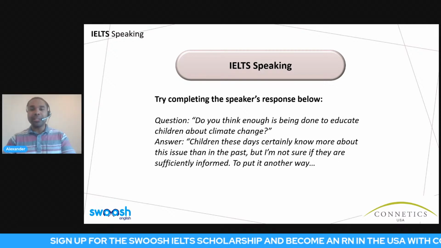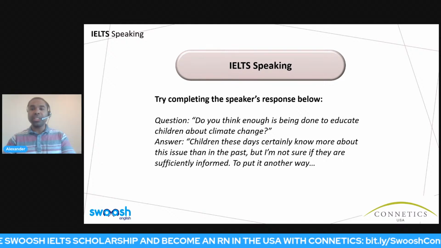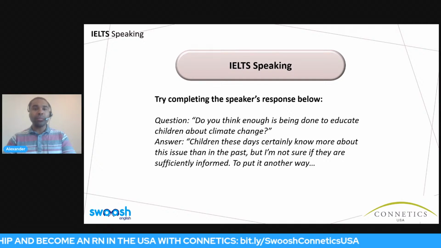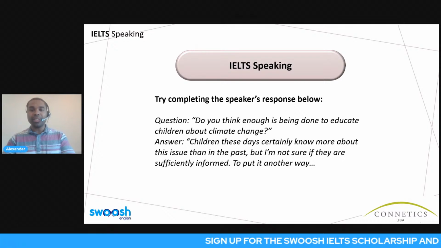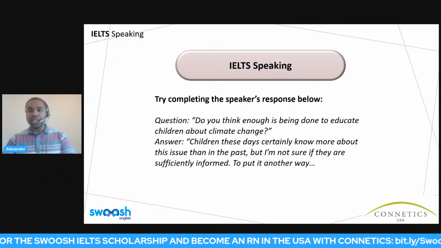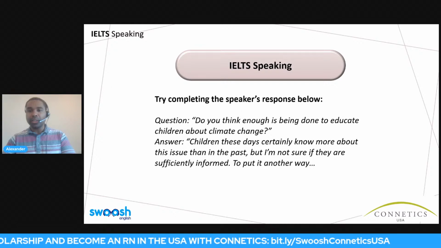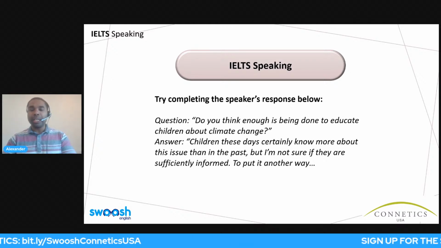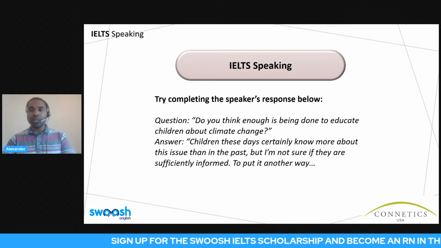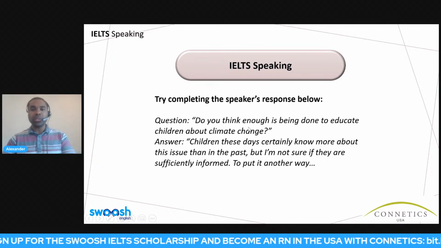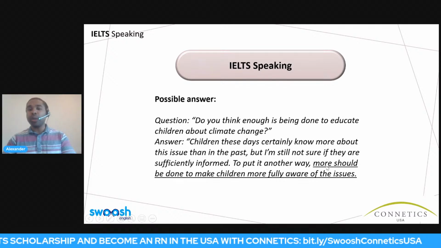Okay, so any ideas then in terms of how we could finish this statement, this answer to the question? Children these days certainly know more about the issue than in the past, but I'm not sure if they are sufficiently informed. To put it another way, linking it back to the question, is enough being done, yes or no? What do we think? Let's see. So a suggested way in which we could end this statement would be, to put it another way, more should be done to make children more fully aware of the issues.